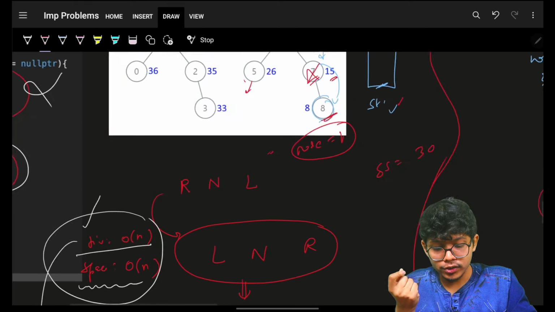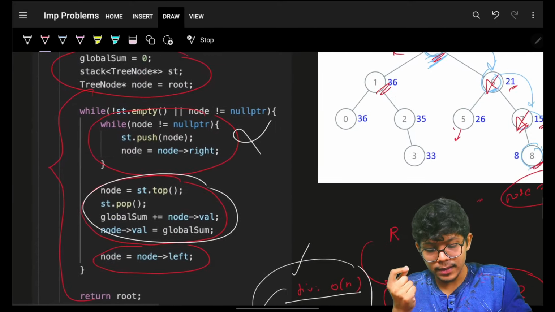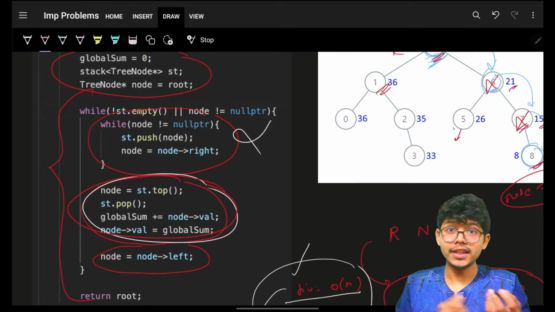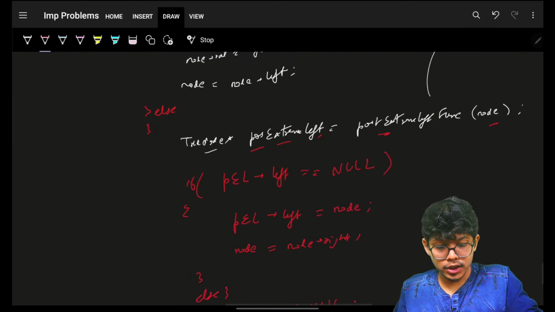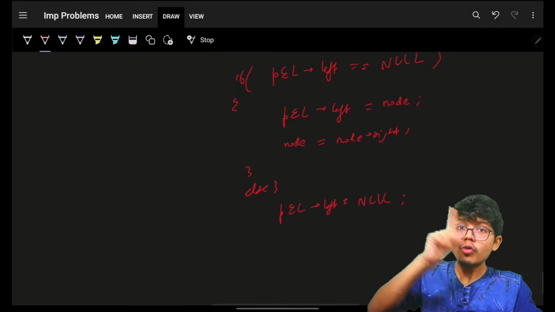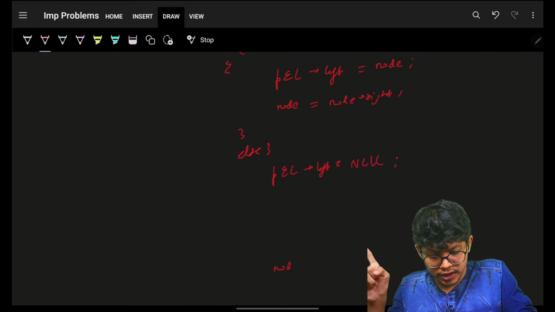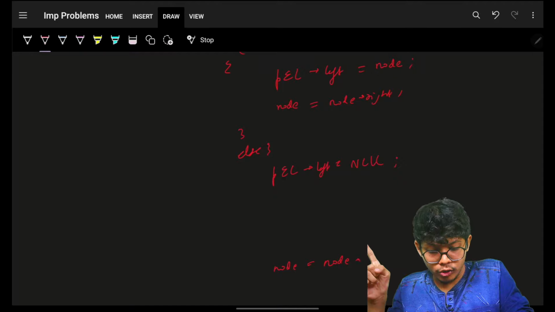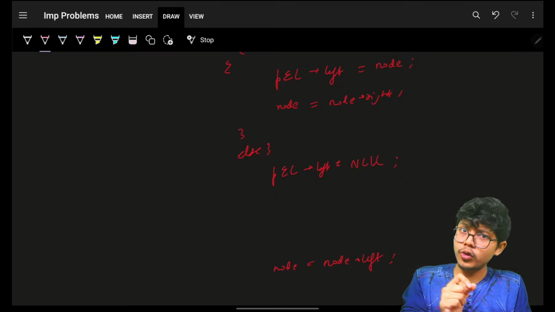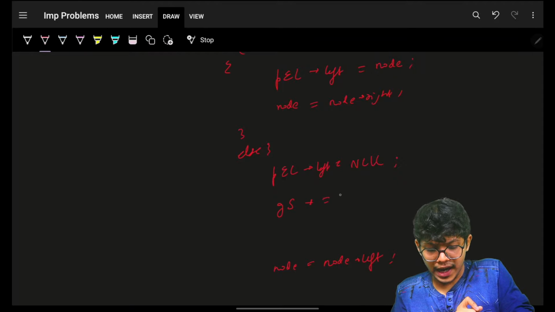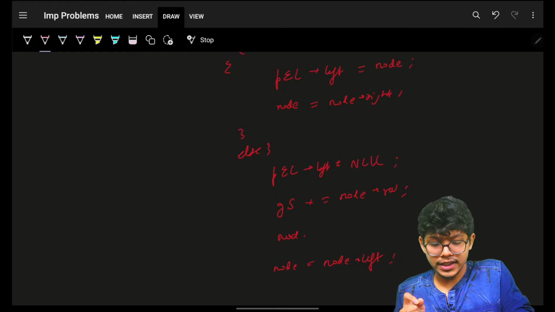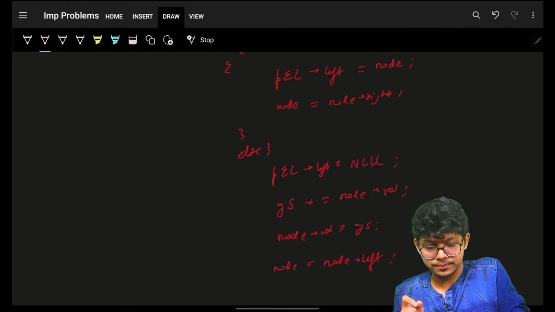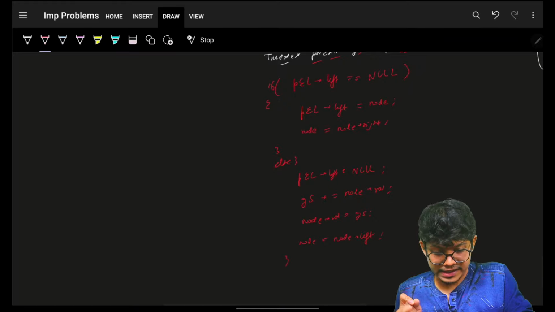But before going to the left, don't forget your main aim was to assign the global sum. So I know I am standing at the node itself. Before going to the left, I have to ultimately go to the left now. But before going there, make sure to add the node's value to your global sum and also assign your node's value to your global sum. Cool. And ultimately this is your else case done.